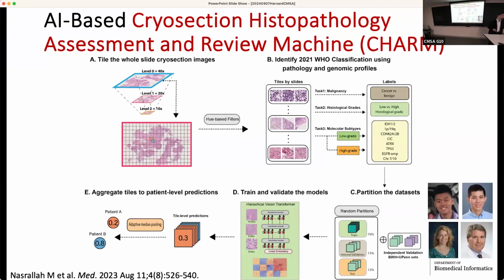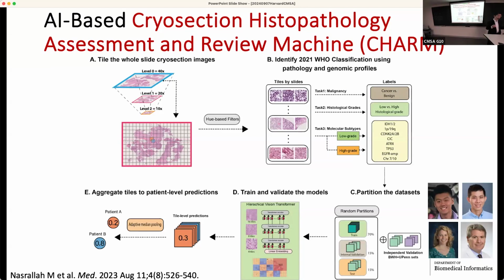So our method is we leverage a related form of AI-based approach for cryo-section-based pathology analysis. In this procedure, we again start with a whole slide image, and we identify the tiles, the tissue patches likely to contain diagnostic signals. We partition the data set and also incorporate an independent validation set from different hospitals. And we train a hierarchical vision transformer to train and validate our model. And lastly, we aggregate all tiles from our samples to make patient-level predictions.